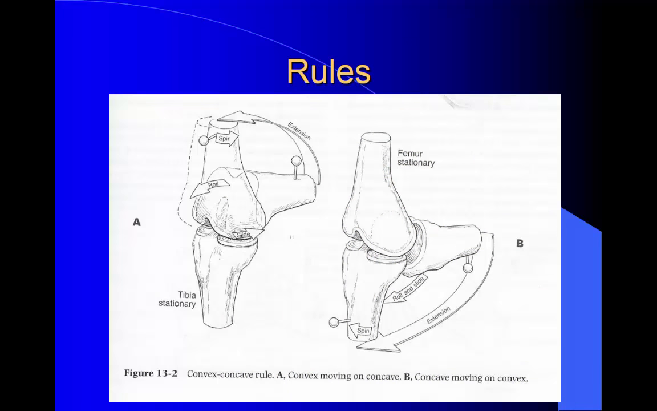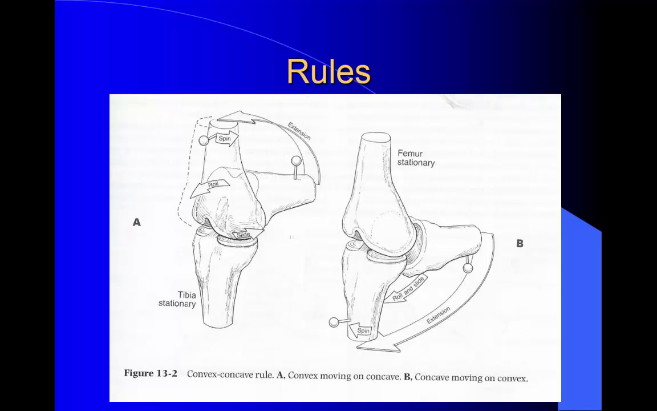This is a visual example of the two rules being applied to the knee joint. A is an example of the convex surface, which is the femur, moving on a stable concave joint, which would be the tibia. This is an example of the convex-concave rule, and therefore the mobilization would occur in the opposite direction as the movement. B is an example of the concave surface, which is the tibia, moving on a stable convex joint, which would be the femur. This is an example of the concave-convex rule, and therefore the direction of the mobilization would occur in the same direction as the movement.